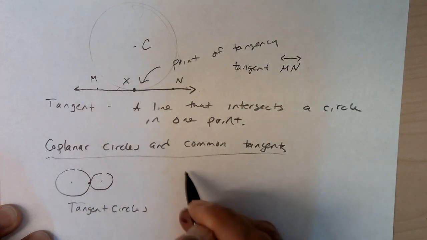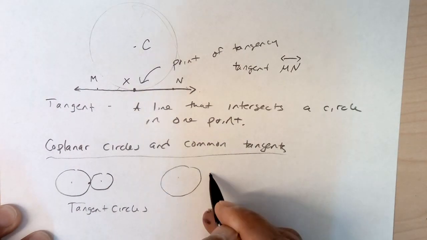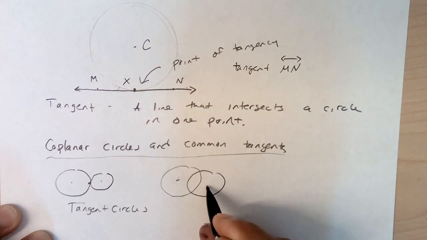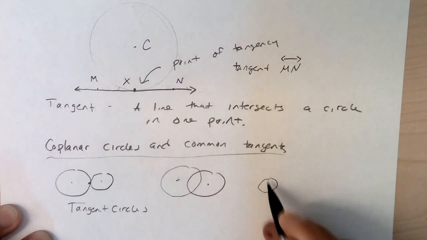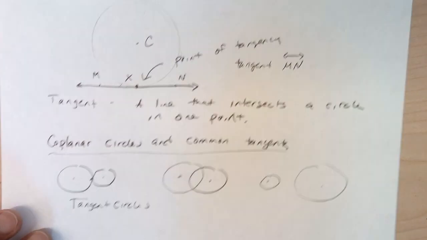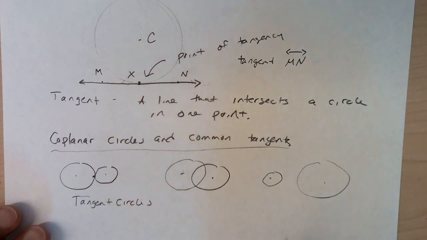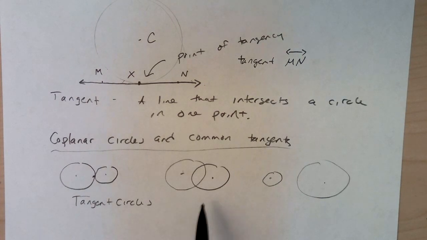Two circles can intersect also in 2 points like this. Or as I mentioned, two circles in the same plane don't necessarily have to intersect. But if you have 2 points of intersection, then they would just intersect in 2 points. There's not a specific name like there is for tangent circles.